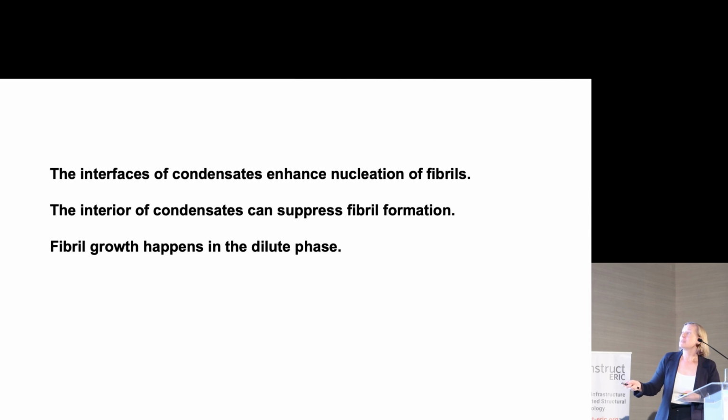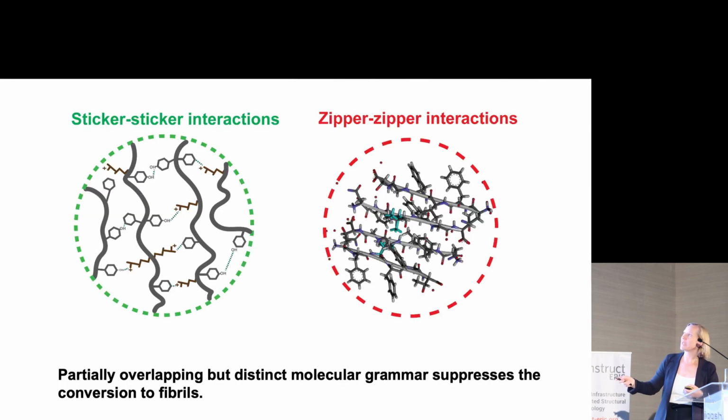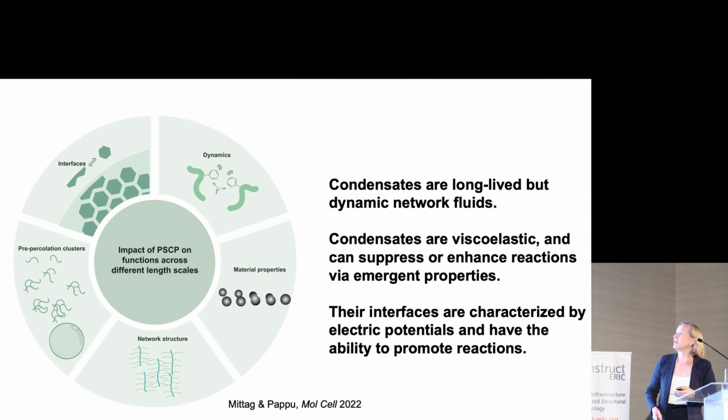We see that fibril growth happens in the dilute phase and not in the condensates. We think this is because we have a different, or partially overlapping but distinct, molecular grammar: sticker-sticker interactions that mediate the formation of condensates, but zipper interactions that mediate the formation of these amyloid-like beta sheets. Okay, and I'll jump over this and say condensates are long-lived but dynamic network fluids.